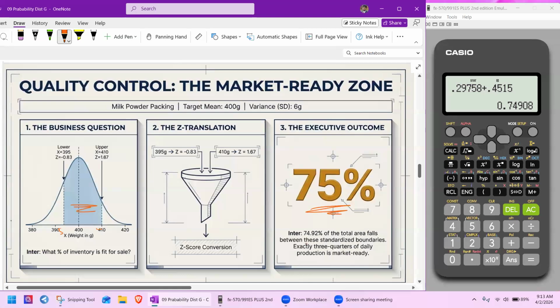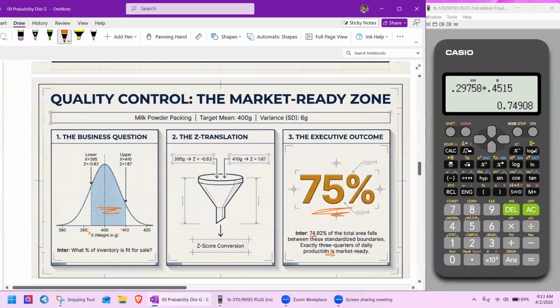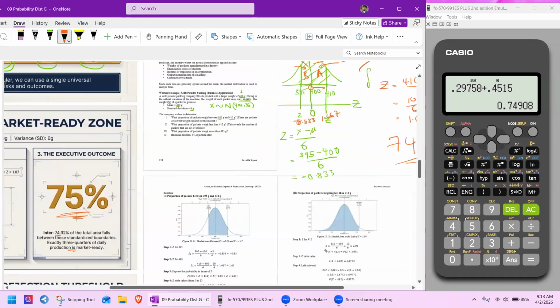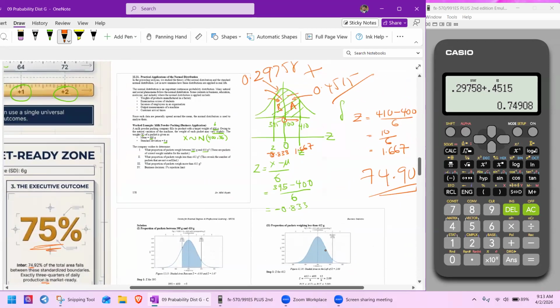What does it mean actually? Interpretation is 74.92% of the total area falls between the standardized boundaries. Exactly three quarters of daily production is market ready. Right? Now we move to the second question.